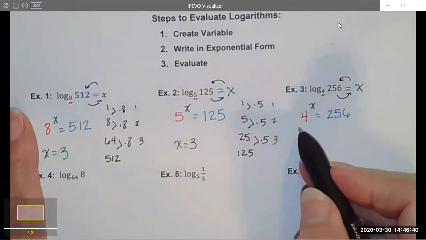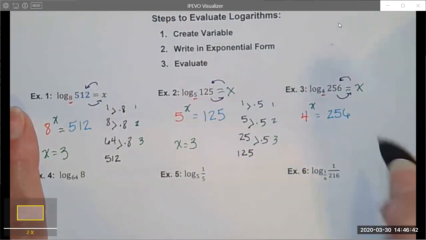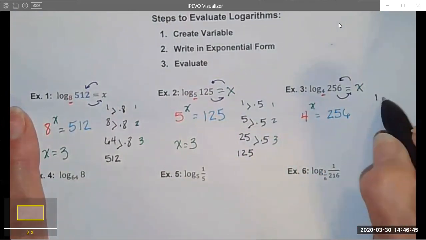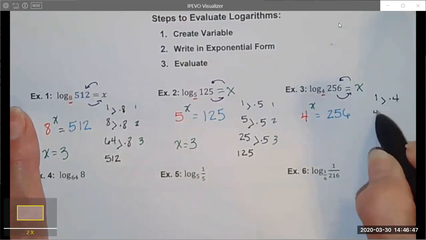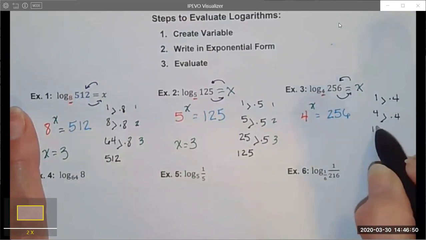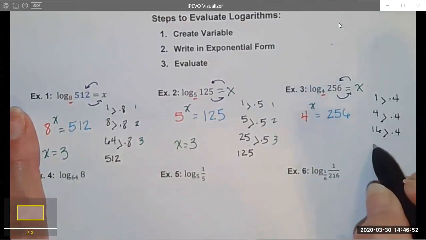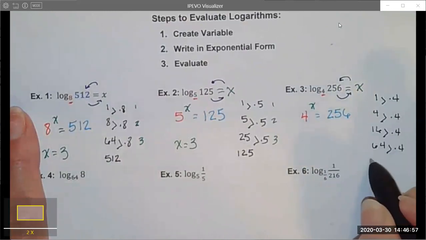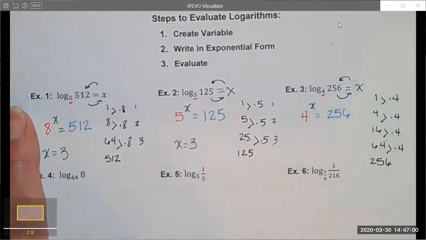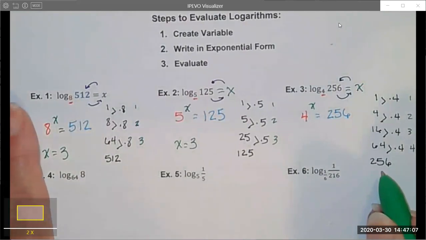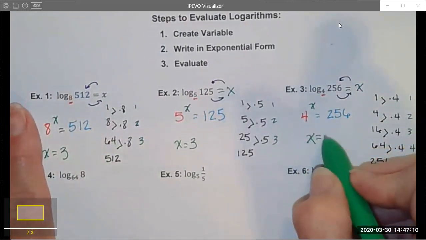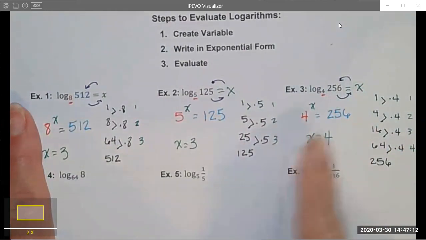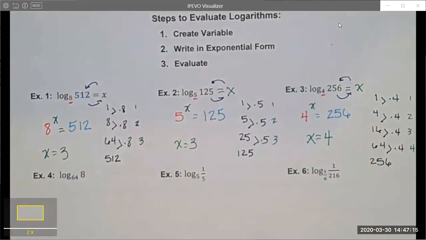Use the calculator with y equals 4 to the x, and then find the table function, or do it by hand. 1 times 4 is 4, times 4 is 16, times 4 is 64, and finally, times 4 one more time gives me 256. So if I count them up, 1, 2, 3, 4, it took 4 iterations to end up with 256. So when x equals 4, 4 to the fourth power will be 256.